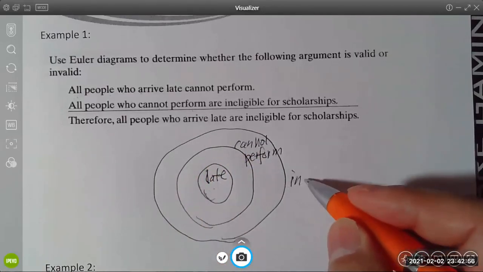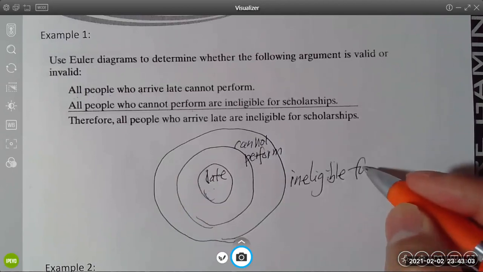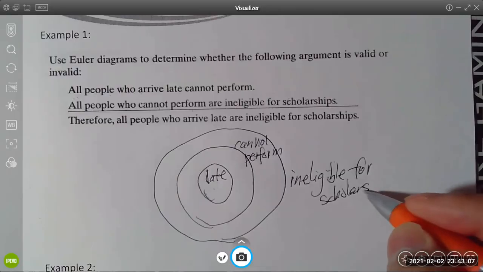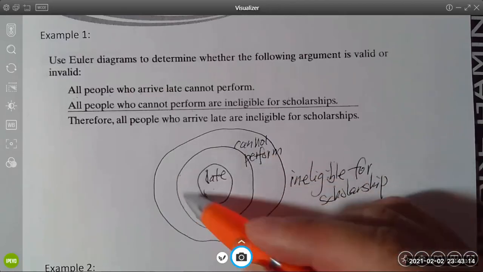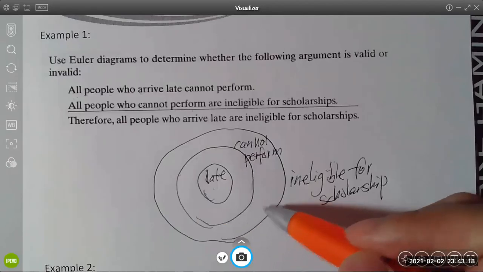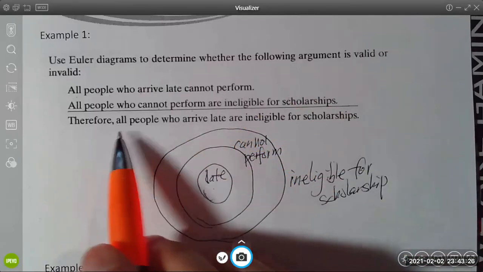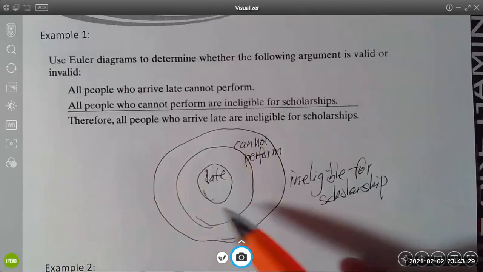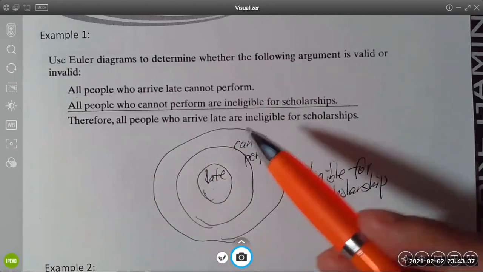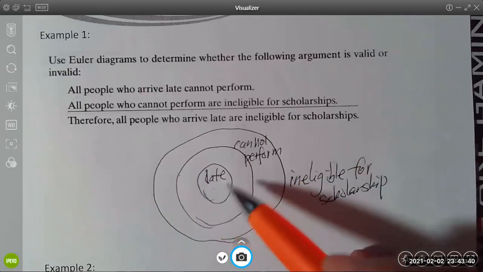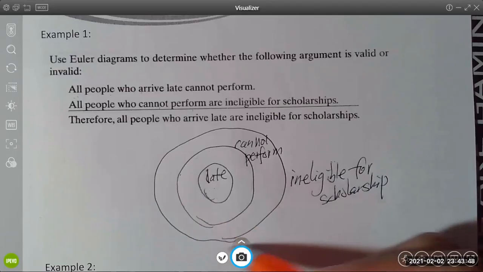This is the people who are ineligible for scholarship. Basically, this is the only way to draw this. So people who cannot perform, who are ineligible for scholarship, are entirely inside this bigger circle. Now, after we draw these two premises, we look at the conclusion. The conclusion is that all people who arrive late, the smallest circle, are ineligible for scholarship. Now we compare that to our drawing to see if it is consistent. According to our Euler diagram, this smallest circle is entirely inside this ineligible circle.